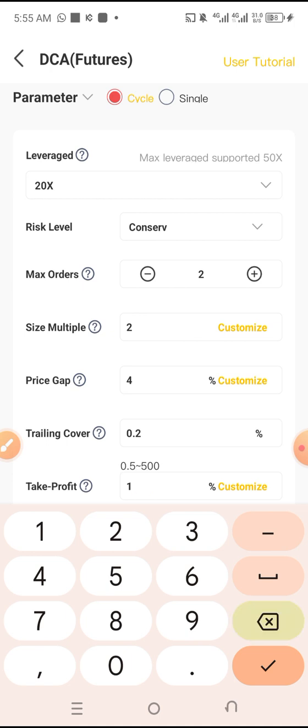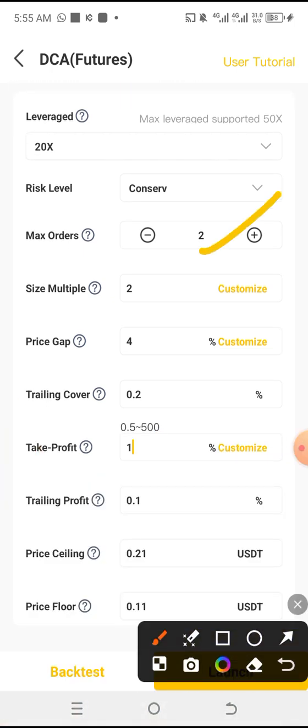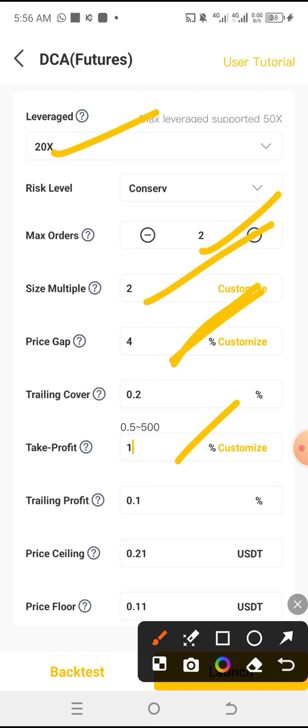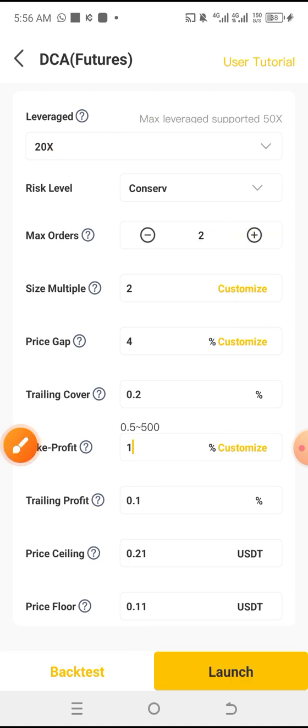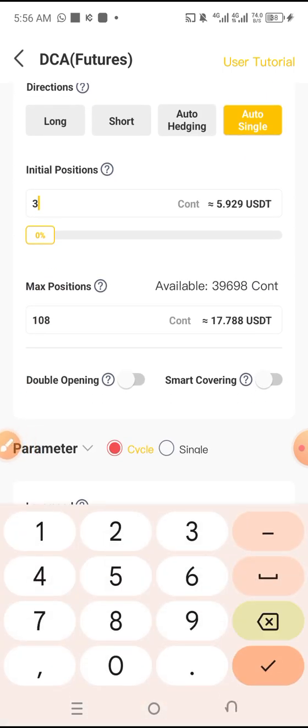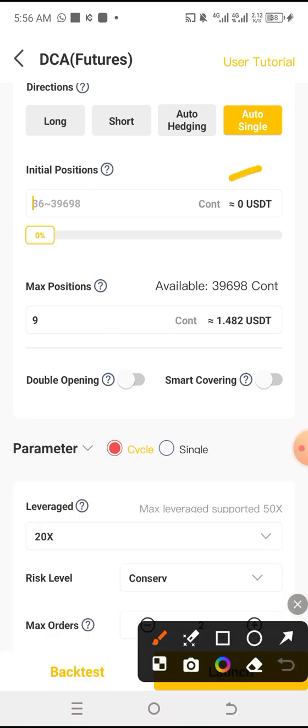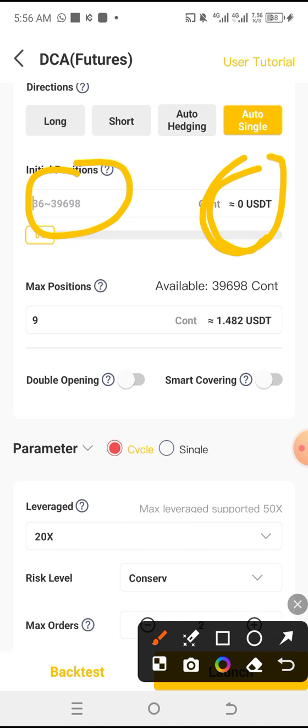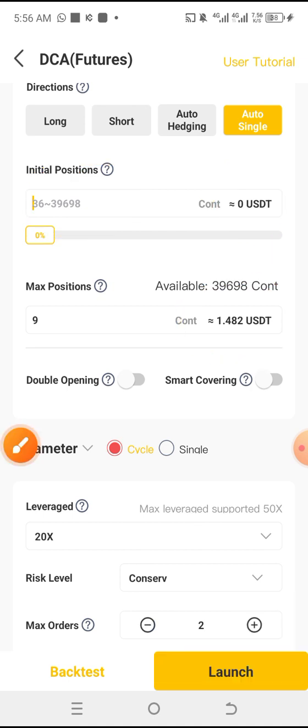So okay, like you see it, this is 2, this is 20x, this is 2, this is 4, and this is 1. The profit is 1. It is going to be buying more when it goes 4% deep, and it's going to be buying twice of what I purchased at the beginning, and the max buying is going to be 2. That means it's only going to buy me twice. So I want to change this. We'll be changing this, and this will be changing automatically so that this gives us 107.